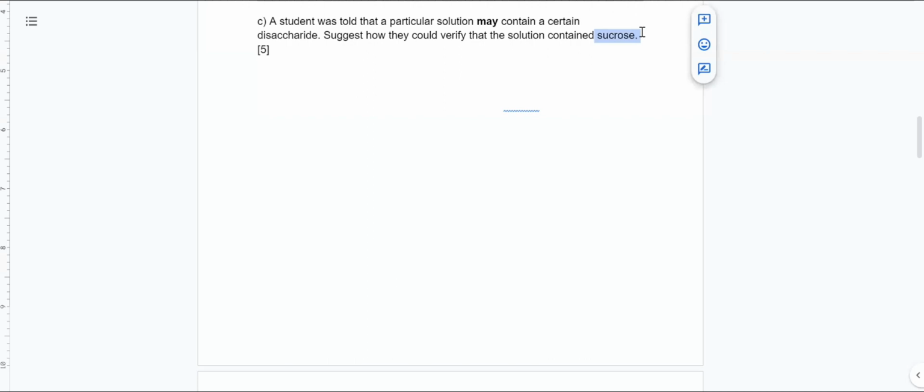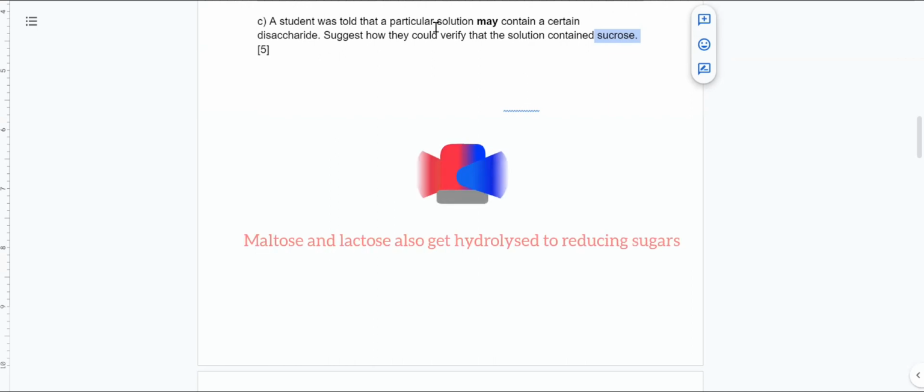So of course, it can be very tempting to just give the answer as the typical acid hydrolysis followed by Benedict's test reaction. However, if you do that, there is a problem that may occur, because the question states that the solution may contain a certain disaccharide, which means not just sucrose, but also lactose and also your maltose. So think about what happens if you use the acid hydrolysis on maltose or lactose. Maltose or lactose will also get hydrolyzed by the acid to form monosaccharides, which are all reducing sugars.